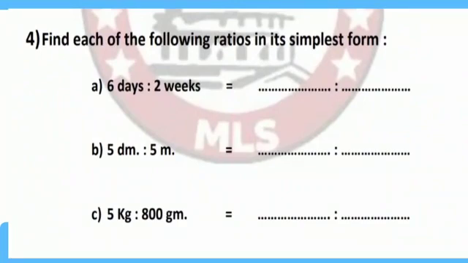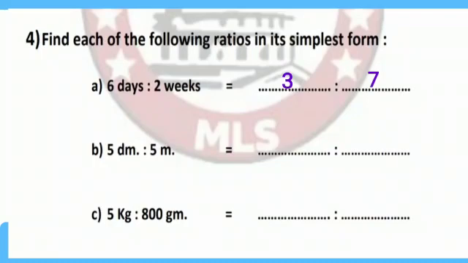Number 4. Find each of the following ratios in its simplest form. A. 6 days to 2 weeks. In a ratio, the two terms should have the same units, and a week has 7 days, so 2 weeks has 14 days. So we will write 6 to 14 and divide by 2 equals 3 to 7.